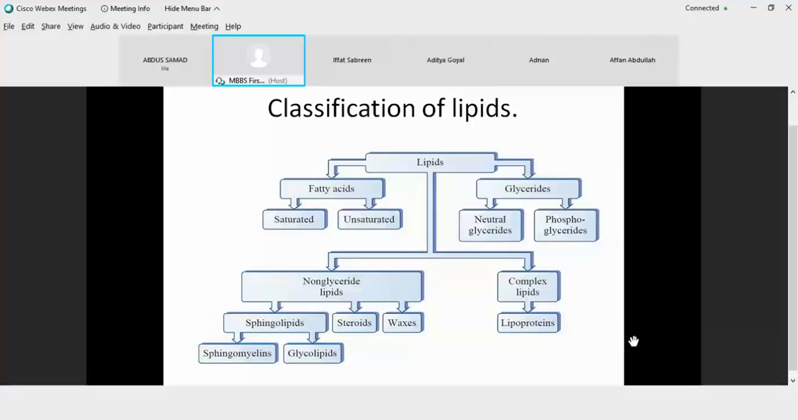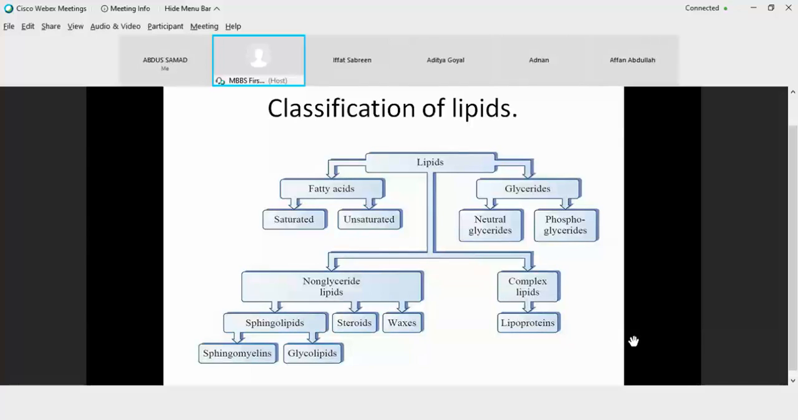Whatever plasma free fatty acids are there, they have to be carried by albumin or in some other form, because they cannot be present circulating freely inside your body. So this is how we classify these lipids as the saturated one and the unsaturated one.